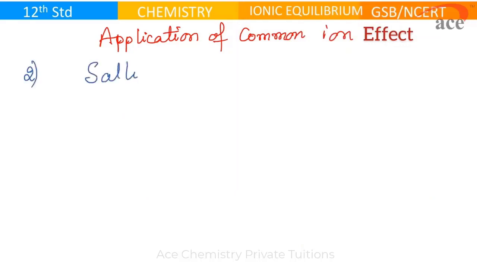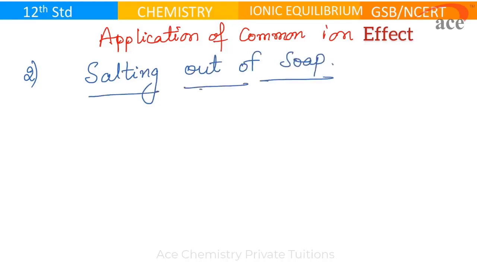Now we go to the second application. The second application is salting out of soap. Basically it means precipitating soap. What are soaps, by the way? Soaps are basically sodium or potassium salts of higher fatty acid. So I have soap RCOONa. I want this RCOONa soap to remain undissolved, means we want it to precipitate.